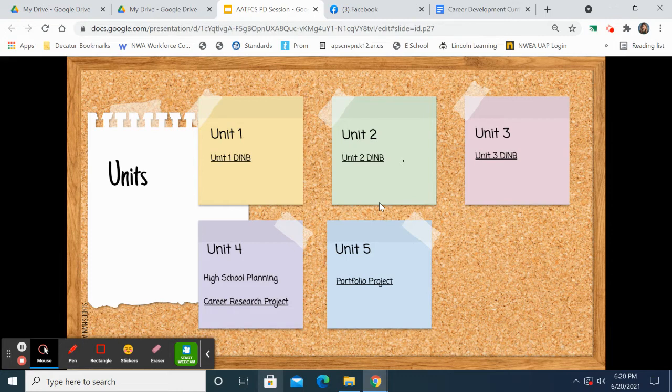So now I'm going to talk about what I do within each unit. You're going to actually get to see in my digital interactive notebooks. I use the same setup for my digital interactive notebooks for each one of my units and my portfolio project. The only unit that I don't is unit 4. And when we get to unit 4, I'll explain what I do and why I do it the way that I do.